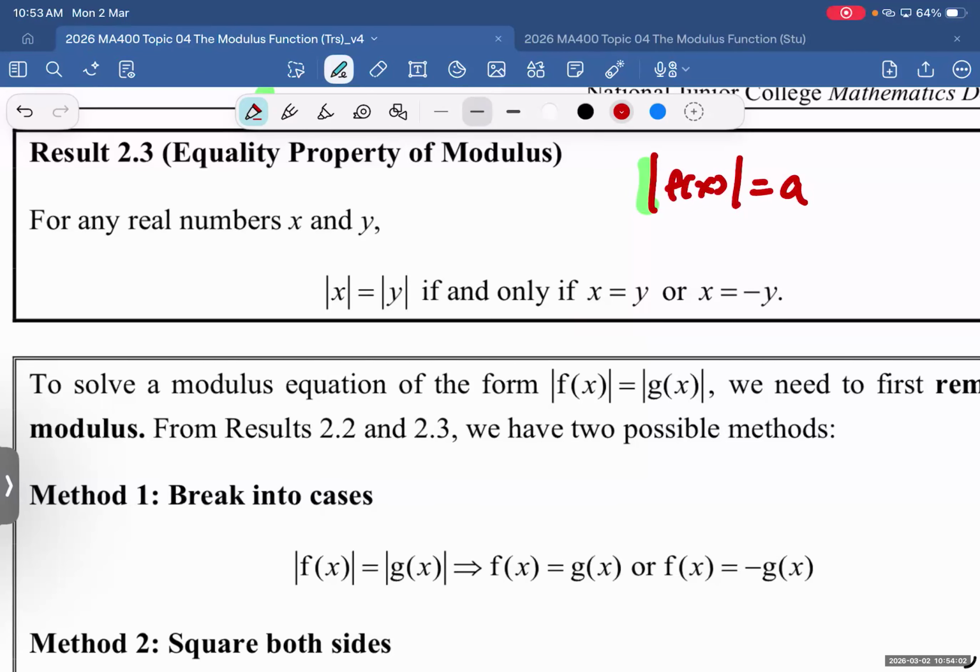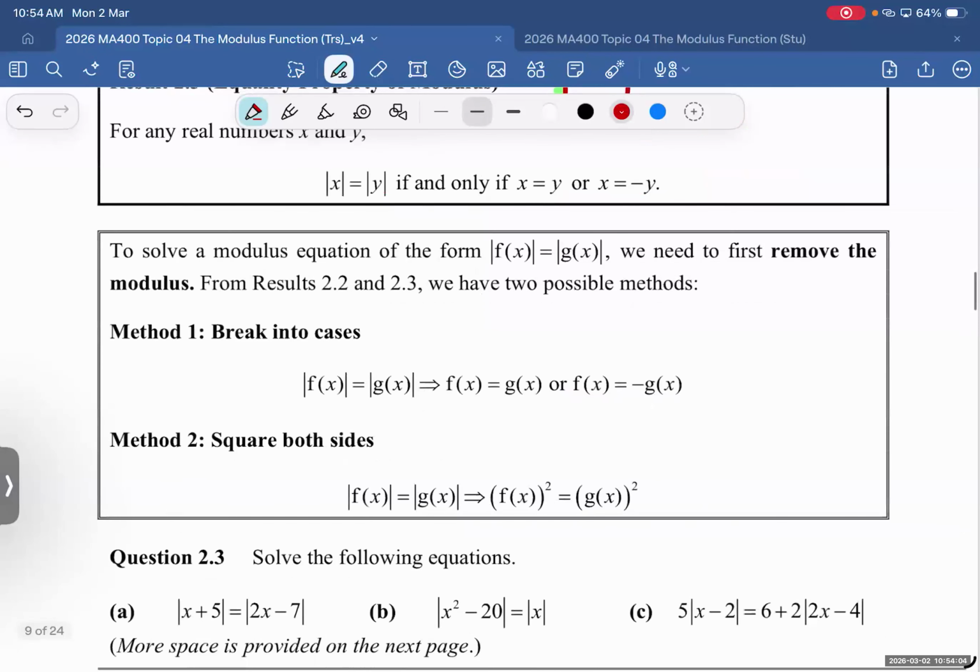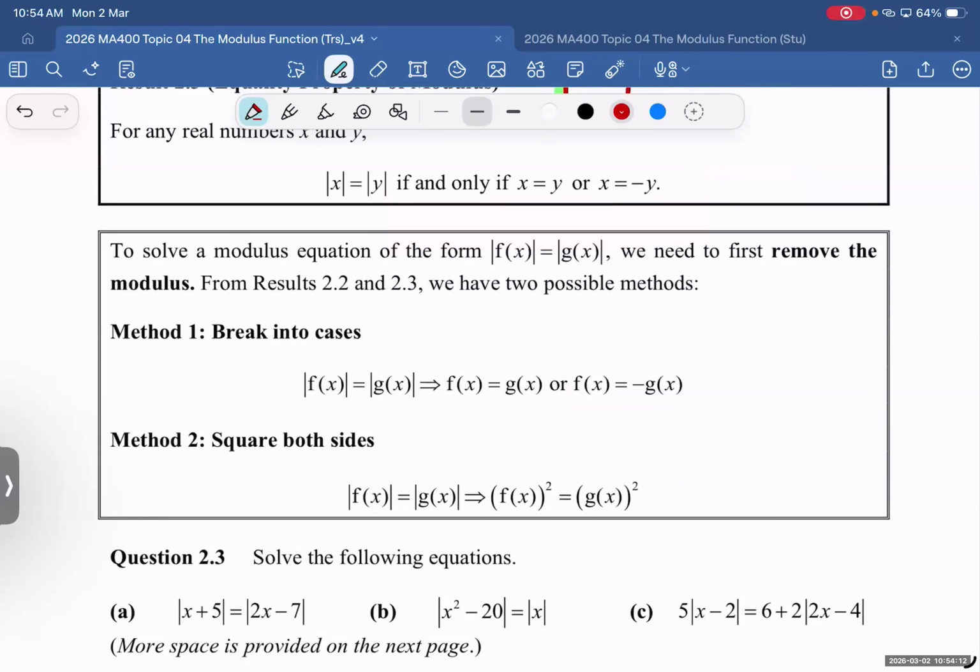Okay, so now I talk about 2.3. Can I have your attention? Can I have your attention? Yes. No, there are more. Let me get to that. Yeah, there are more.